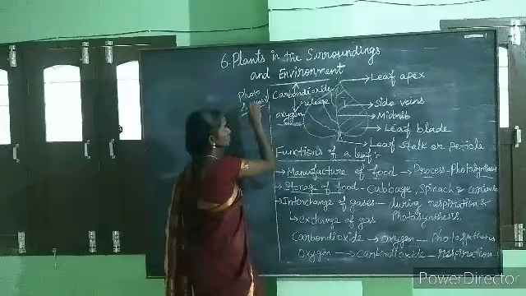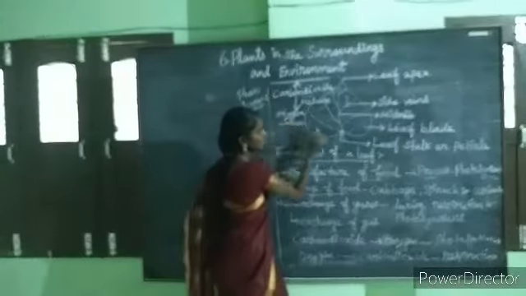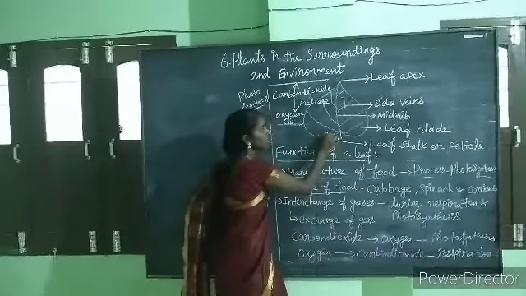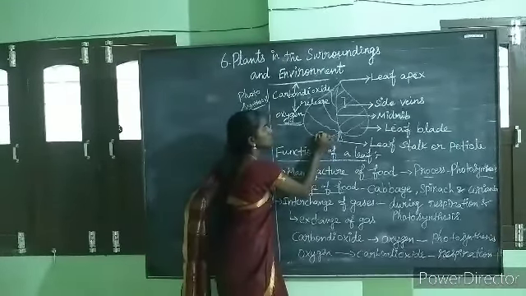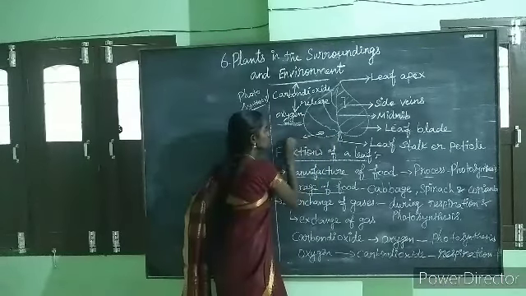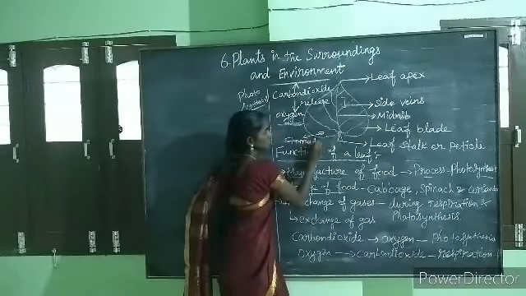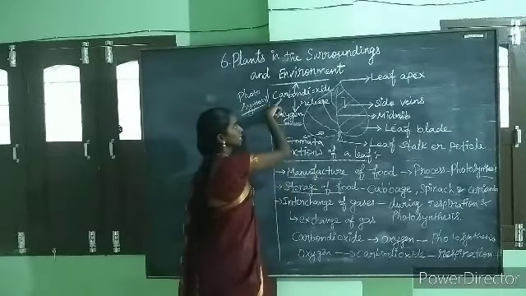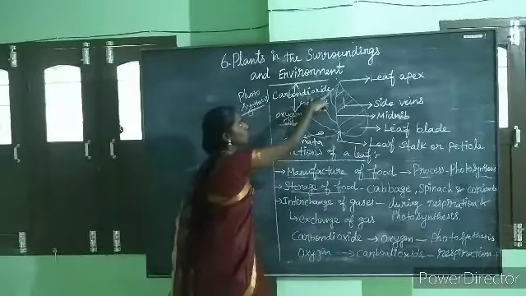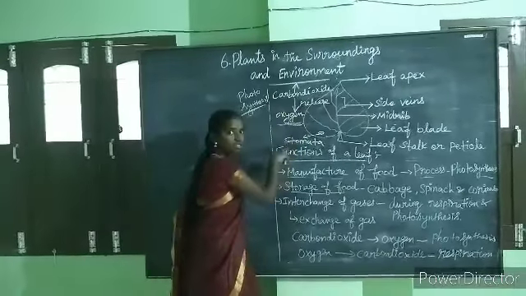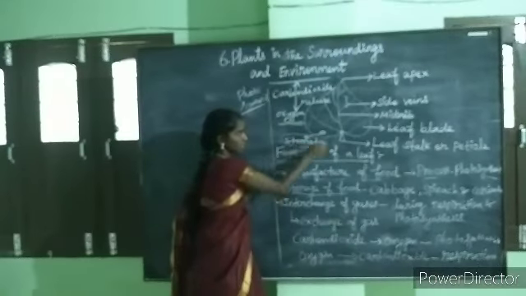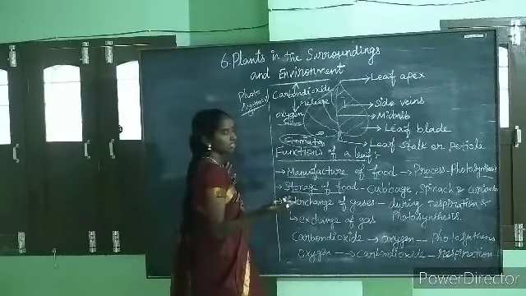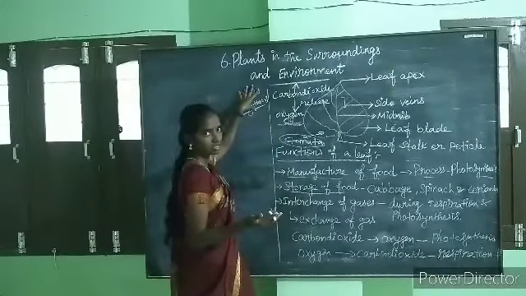Clear? This is photosynthesis. How is it releasing? In the leaf, if you see with the help of a microscope, we can see small holes. That is called stomata. With the help of stomata, the plant will take in the carbon dioxide and release the oxygen. That is the process of photosynthesis.